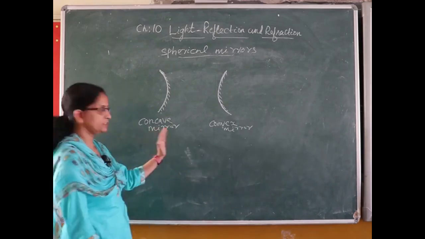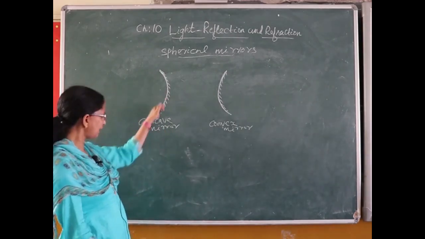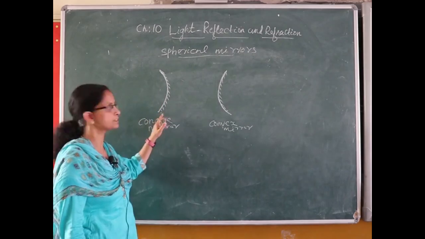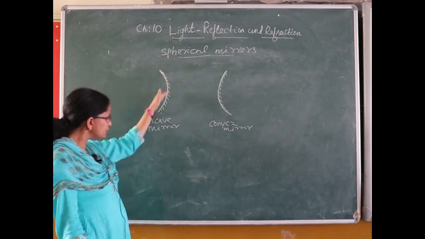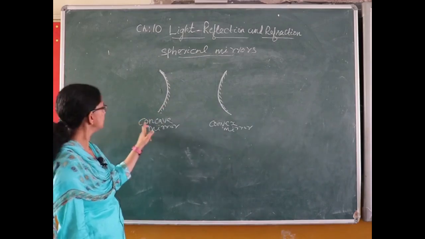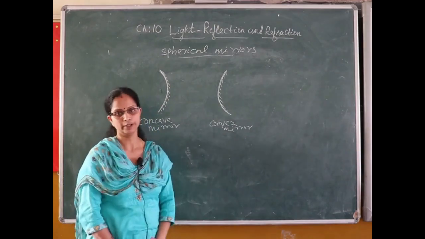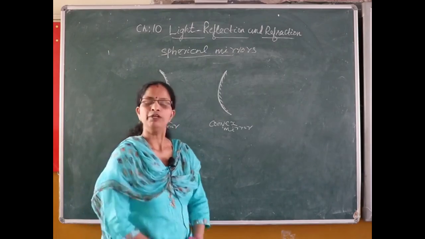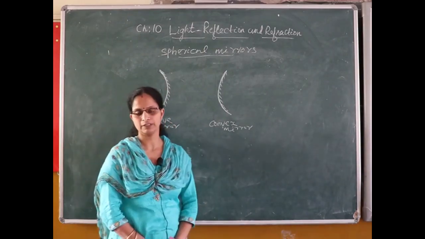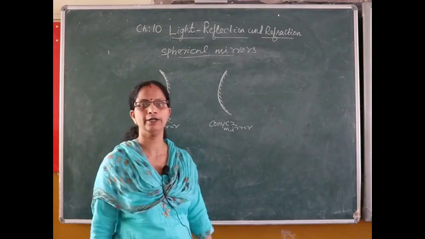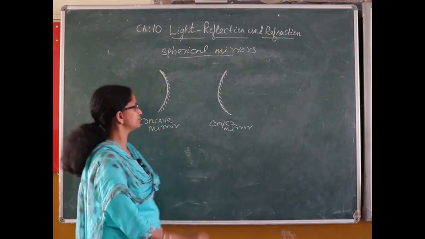So we can understand it easily. Concave, from the word itself we can understand, cave means curved inward. So if the cave surface is the reflecting surface, that is known as a concave mirror. Now we can see some terms related to these spherical mirrors. Some common terms are related to these spherical mirrors.